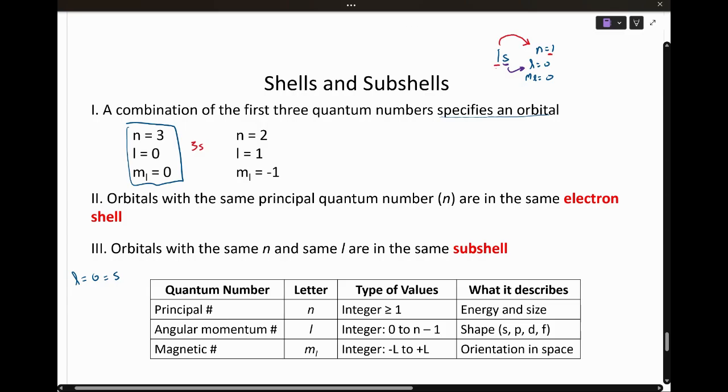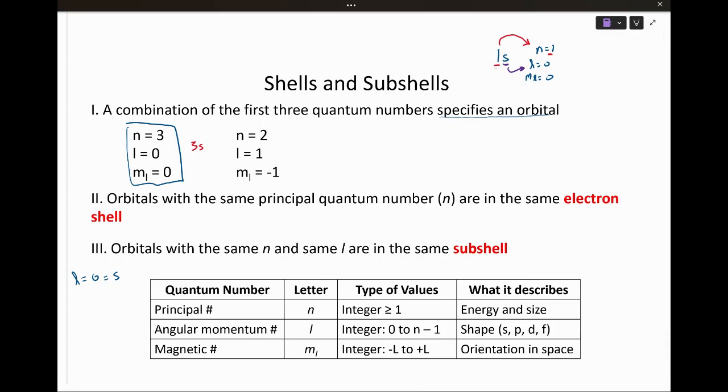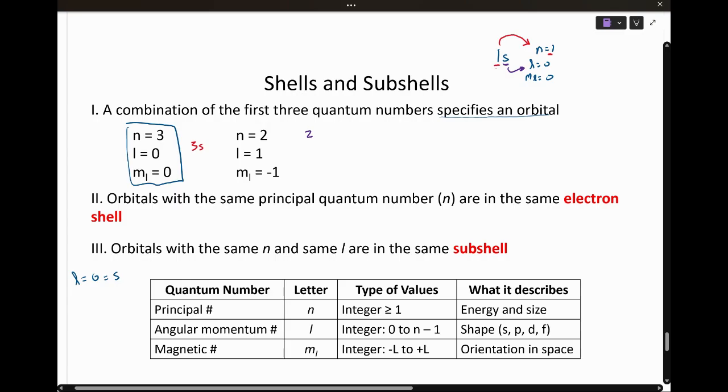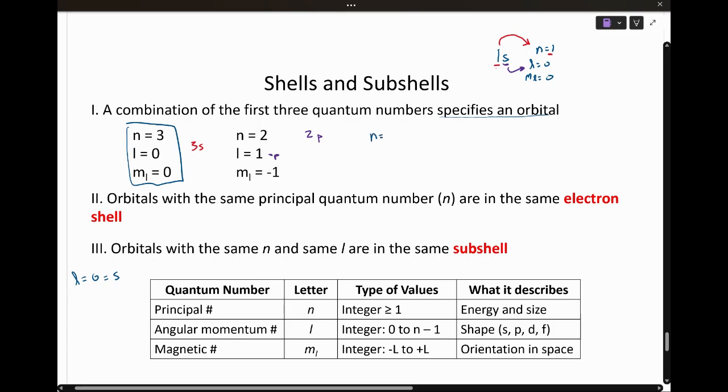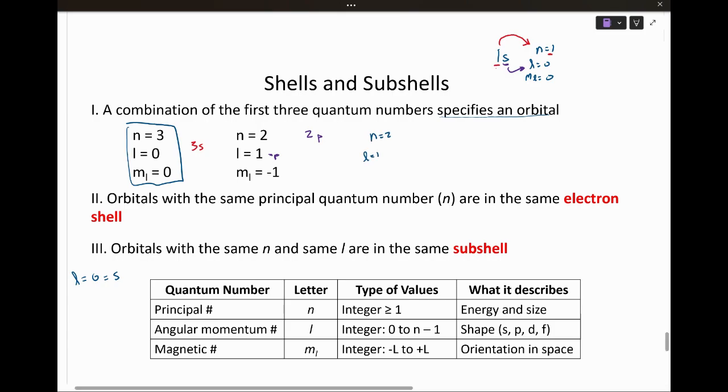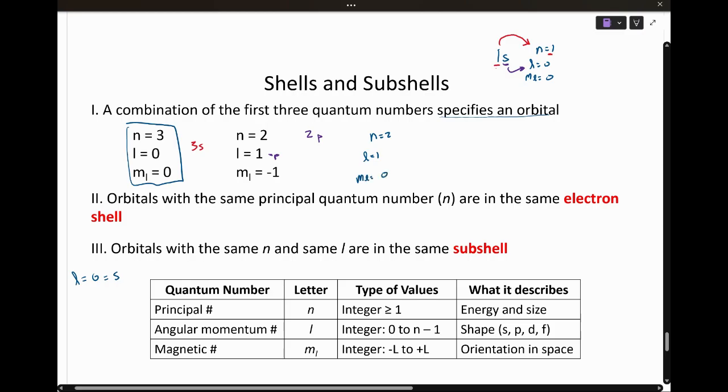If we did this same treatment for 2, 1, negative 1, we just write down 2, when L equals 1 that's P, so we write this as a p, and the negative 1 we're not going to go too in-depth on, but this set of 3 quantum numbers defines a 2p orbital. But that's not the only 2p orbital. We also can have a 2p orbital that has a value of n equals 2, L equals 1, m sub L equals 0. That is 2p.